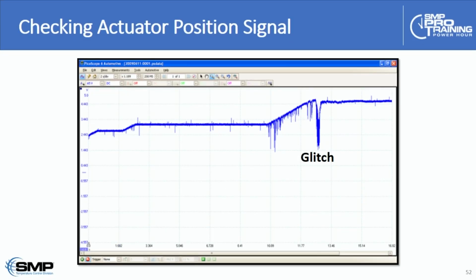So if, like we did earlier, you can use an oscilloscope, just like you were sweeping a TPS, to check for an intermittent glitch on an air door actuator circuit that has position feedback, like we saw on the last slide.